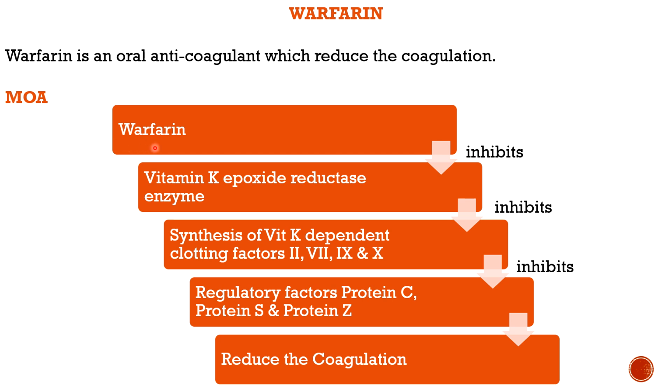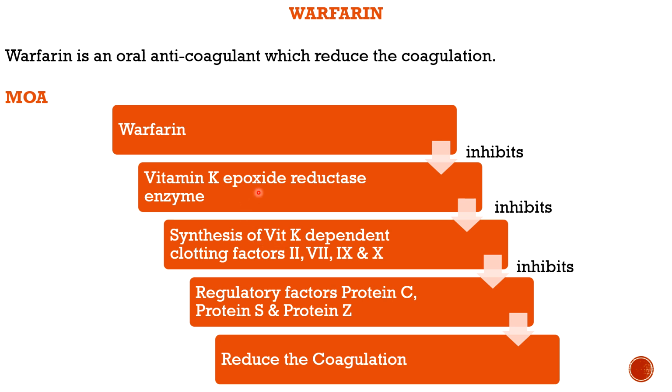Mechanism of action: warfarin inhibits the vitamin K epoxide reductase enzyme. When we administer warfarin, it inhibits the vitamin K epoxide reductase enzyme. This enzyme is responsible for the activation of vitamin K. So now warfarin inhibits the enzyme so that there is no activation of vitamin K. This inhibits the synthesis of vitamin K dependent clotting factors 2, 7, 9 and 10, meaning the clotting factors 2, 7, 9 and 10 depend on vitamin K.